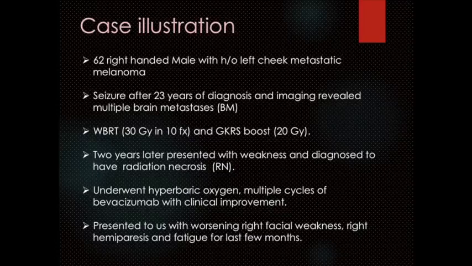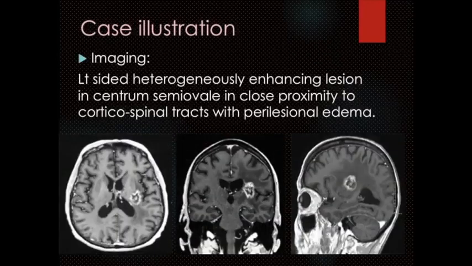However, 1 year later, he presented to our center with gradual onset of recurrent symptoms of worsening right arm and leg weakness. MRI brain was performed that revealed a left-sided enhancing lesion in the centrum semiovale region in close proximity to corticospinal tracts. There was a significant amount of perilesional edema.